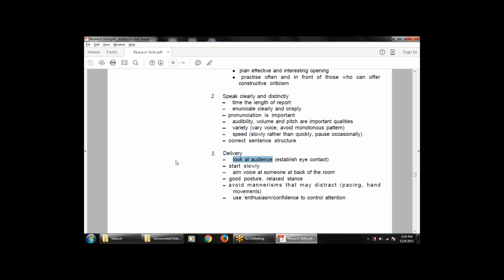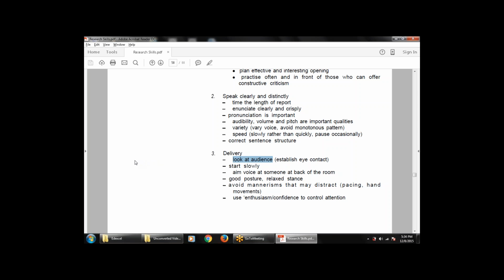Don't get nervous and start shivering. No, there is no shivering. You must be relaxed and your posture must be good. Then avoid mannerisms that may distract, such as pacing and hand movement. There should be no excessive hand movement, and no pacing where you jump from one place to another. So avoid the mannerisms that may distract.